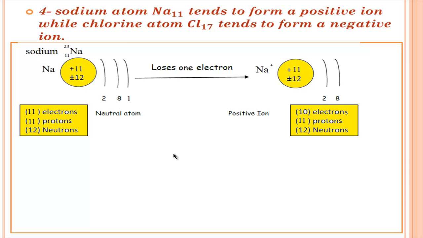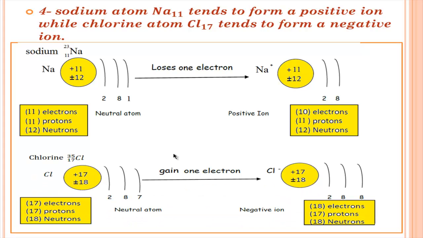So Na 2-8-1 will lose the outer 1 electron to form Na 2-8. So sodium will lose the one electron in the outermost energy level to form a positive ion, as we see.